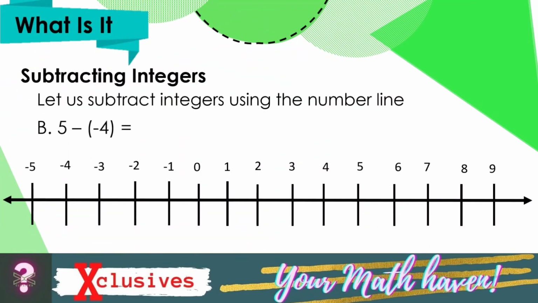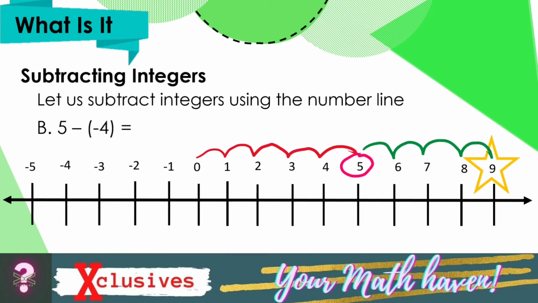Item B, positive 5 minus negative 4. We will start at positive 5, and that is 5 away from 0. We will use the opposite movement for negative 4. Instead of going to the left, we will go to the right because the operation is subtraction. Let's count. 1, 2, 3, 4. We stop at positive 9. Therefore, 5 minus negative 4 is positive 9.